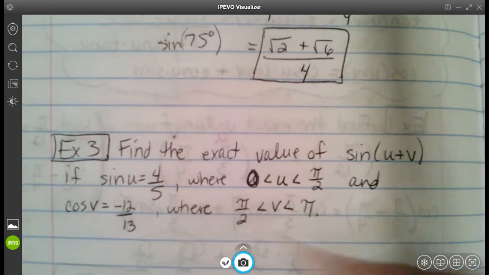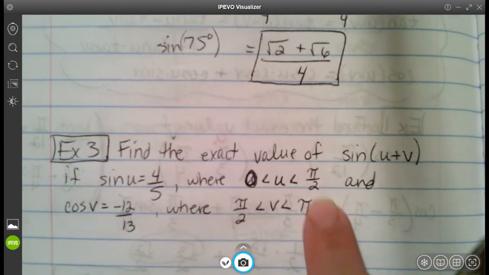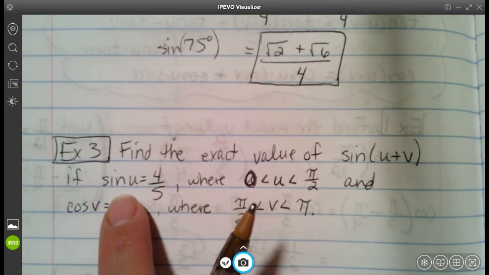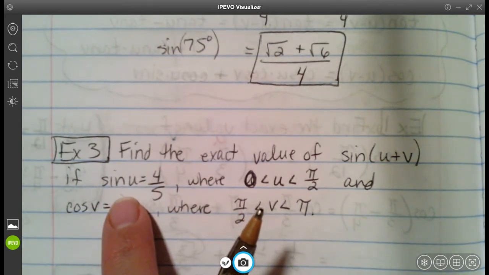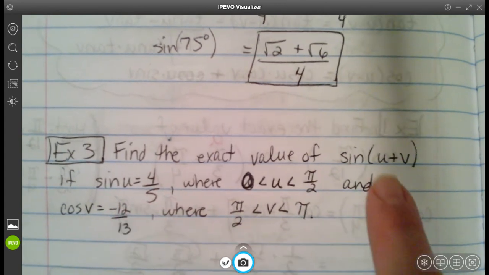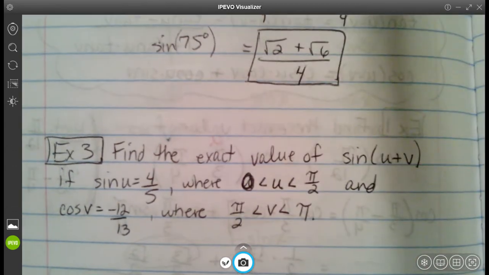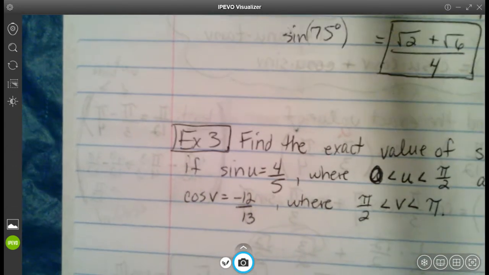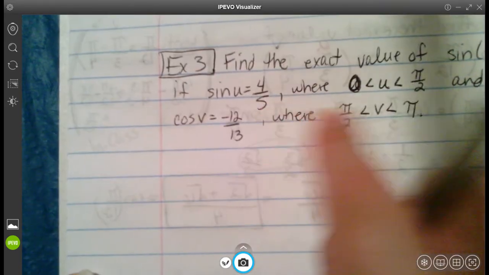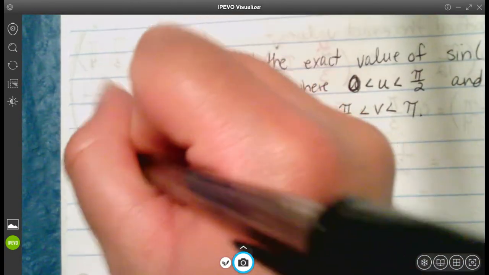Okay, so what are they talking about? What is this right here? These two things are basically telling us which quadrant we're going to be looking for. When you're given something in this format, what you want to do is try to draw a picture and see if that will help you figure out what we need to do, okay? We are going to use the formula for sine of u plus v in just a bit. But before I do that, I'm going to go ahead and draw pictures here because if they're telling me that sine of u is 4 over 5, I should probably try to figure out where that's at. Okay, so I'm going to do that.